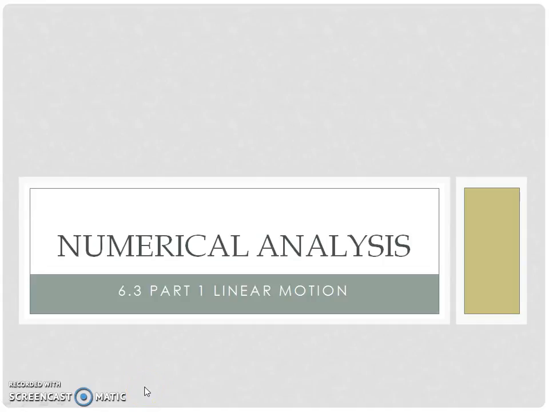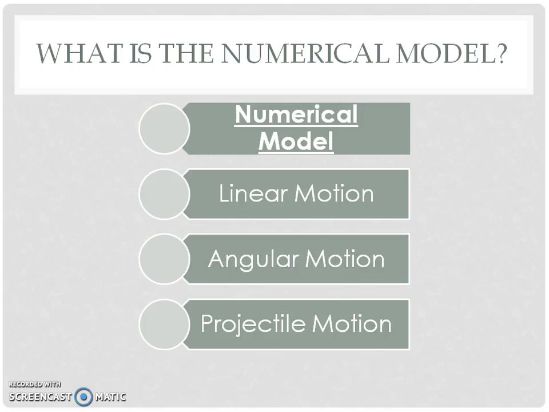Okay, this is my presentation on numerical analysis, and this is part 1 of 2, and this is on linear motion. So, what is the numerical model? A numerical model is basically where you use numerical factors to assess sporting performance. There are three main reasons why people use this. The first is to reduce risk of injury, the second is to improve sporting performance, and the third is to assess how effective current performance is.